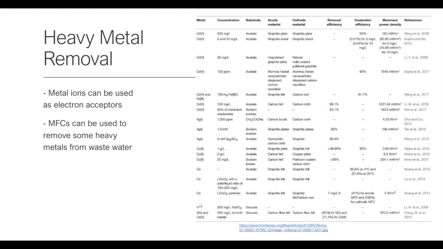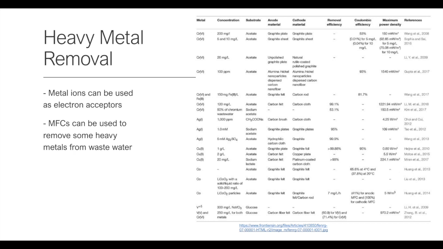The metals with the highest removal efficiency from the experiment included silver in 5 mmol silver sulfate, copper, and chromium. High power densities included the removal of chromium using both alumina nickel nanoparticles dispersed in a carbon nanofilter for the anode and cathode, which gave a 1540 milliwatt per meter squared power density, and using a carbon felt anode with a carbon cloth cathode, which gave a 1221.94 milliwatts per meter squared power density.